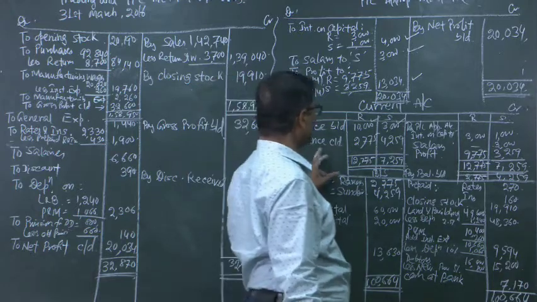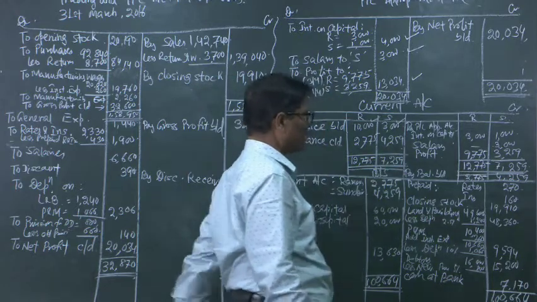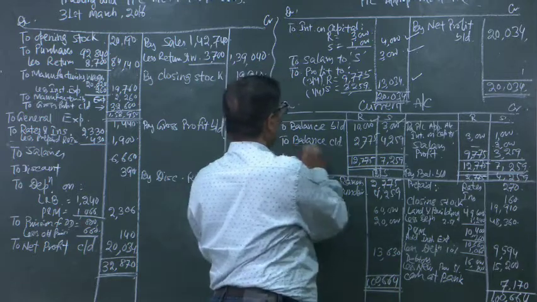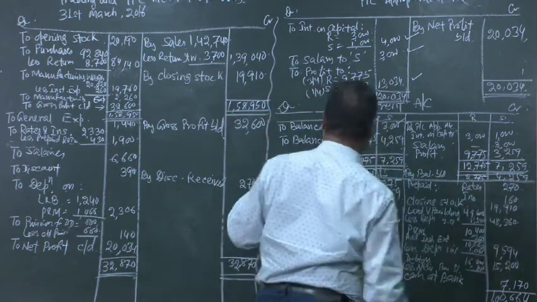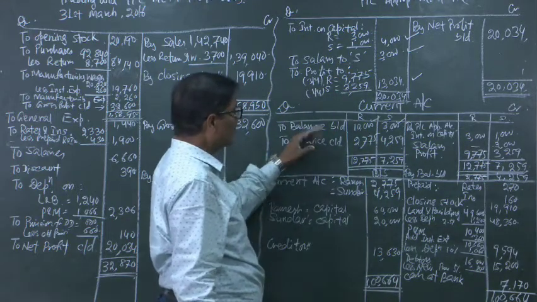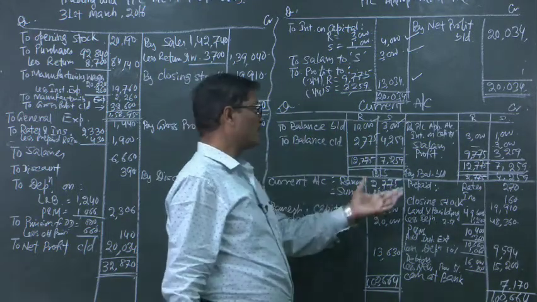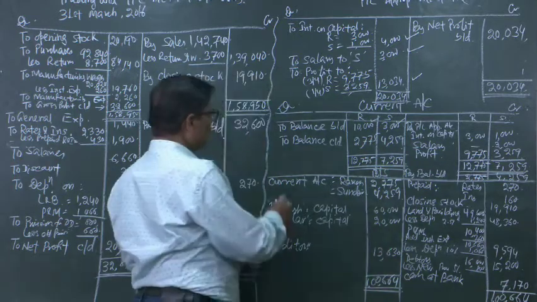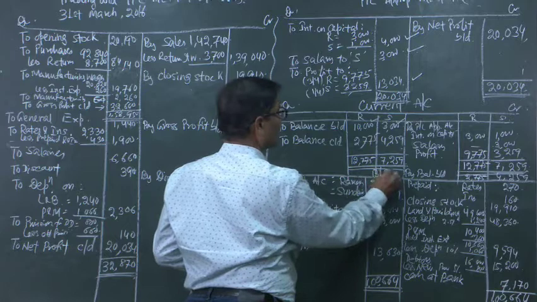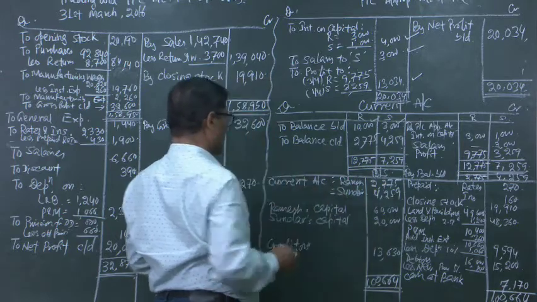So, to balance carried down 4,259. In this way we can write to balance carried down and by balance brought down 2,775 and 4,259. That is the closing balance of the current account, which will become the opening balance of the current account in the next year, next period. So, now those closing balances will appear in the balance sheet under the head current account.